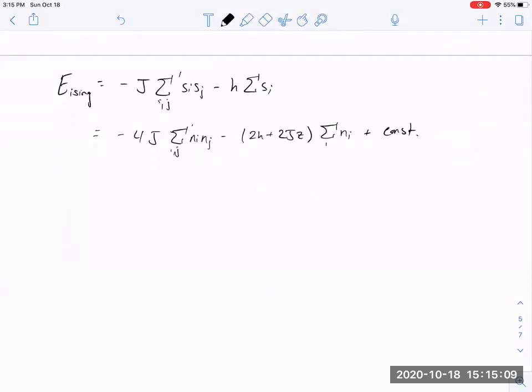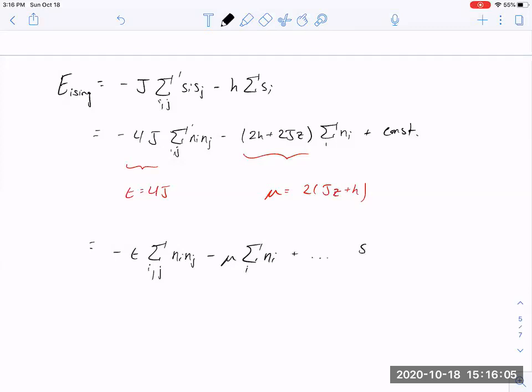So if we associated this factor of 4J with epsilon, and this factor of 2H plus 2JZ as mu, we have indeed found that there is a mapping between the Ising model energy, written in terms of spin variables, and the lattice gas factor in the Boltzmann distribution in the grand canonical ensemble, up to an additive constant. That's really saying that these are exactly the same models, just rewritten in different variables.